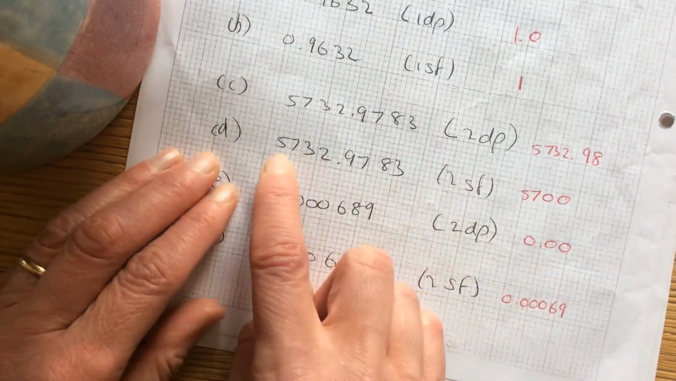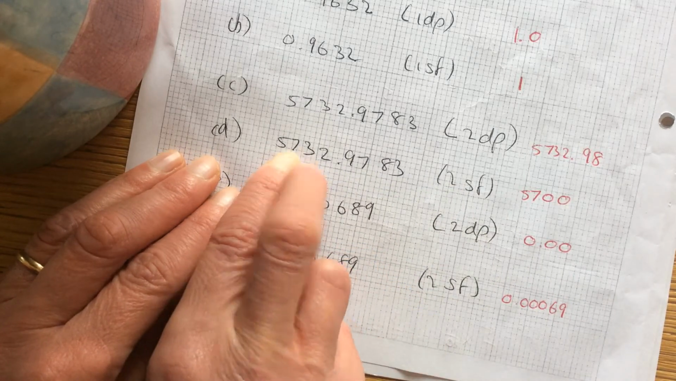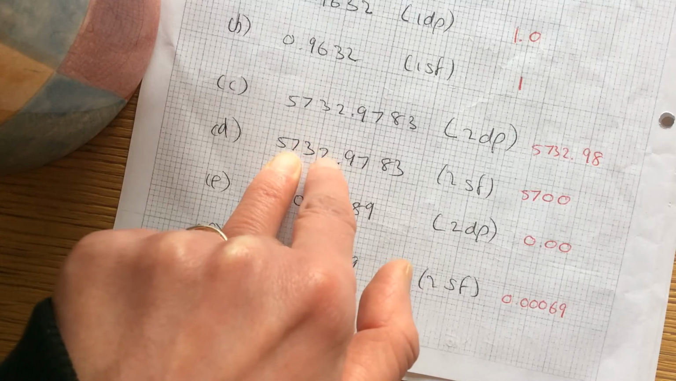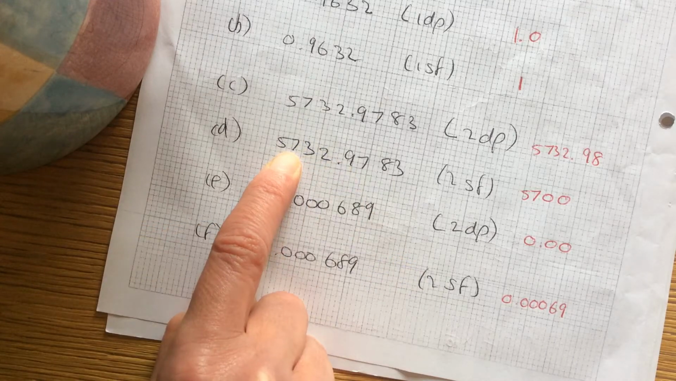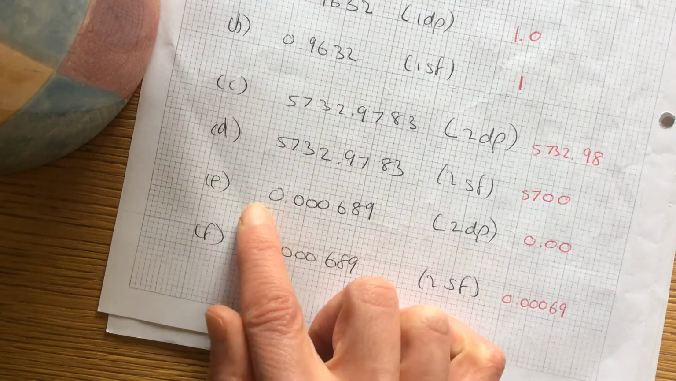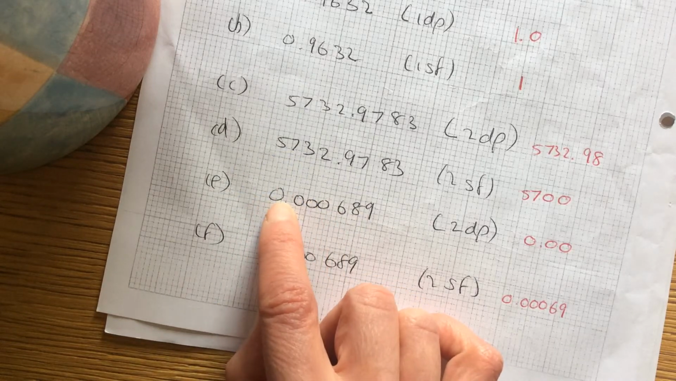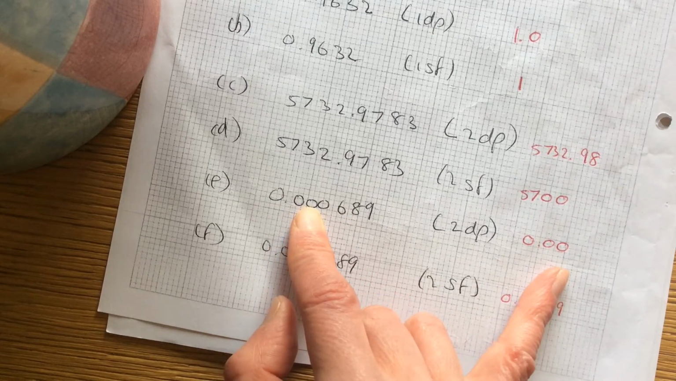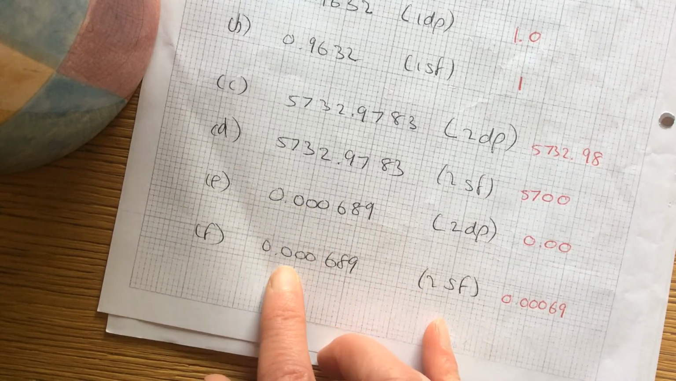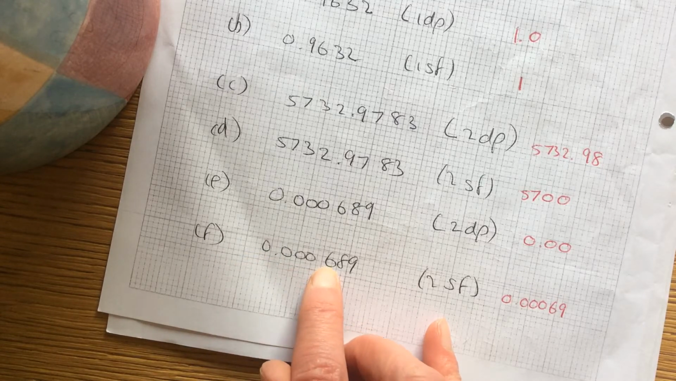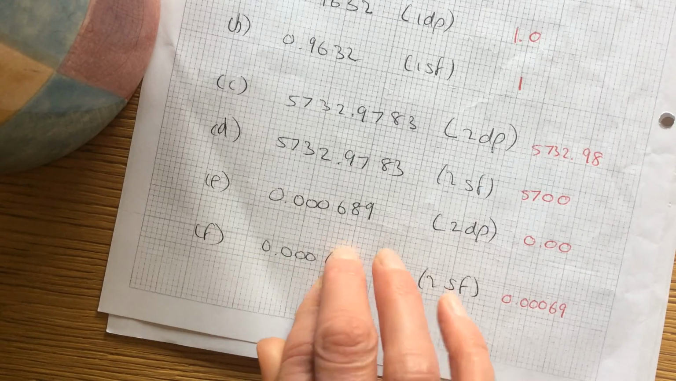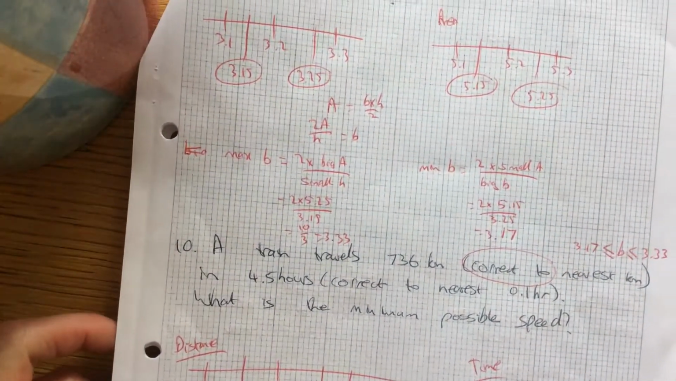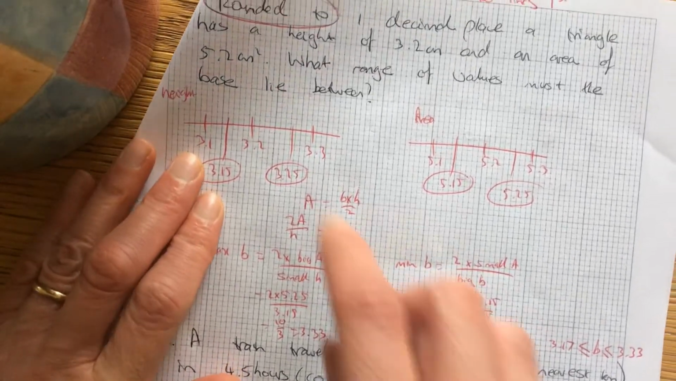5732.98. 2 significant figures here and here. The 3 tells you to do nothing, so that's 57. But you see these 2 gaps now I've got for the decimal point, put zeros in there. So it's 5700. 2 decimal places, this one's quite a cool one. Decimal point, 1, 2. This 0 tells you to do nothing, 0.00. That's your answer. The same number to 2 significant figures, right? So we start counting down here this time. 1, 2. The 9 tells you to go up 1. So it's 0.00069.